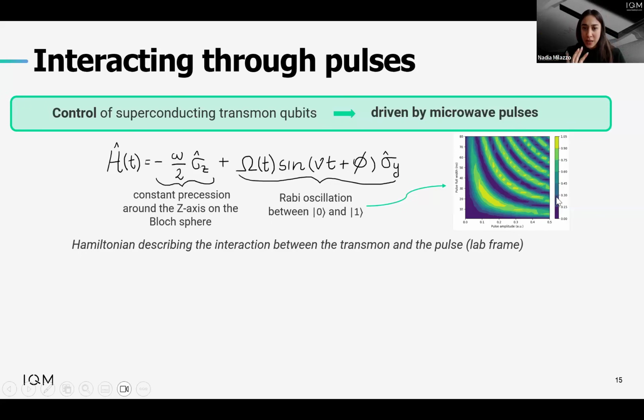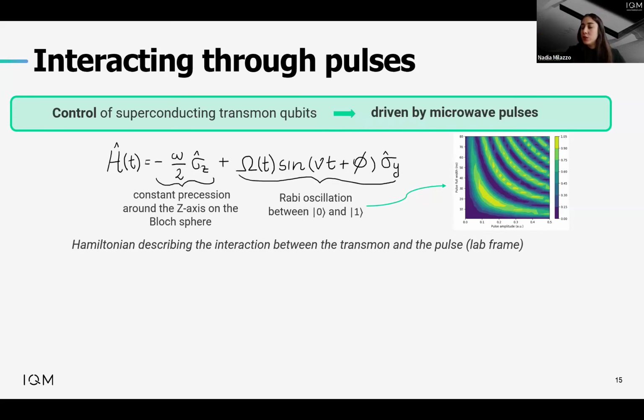But now we want a more useful form of this expression that, let's recall, describes the energy of our system pulse interaction.